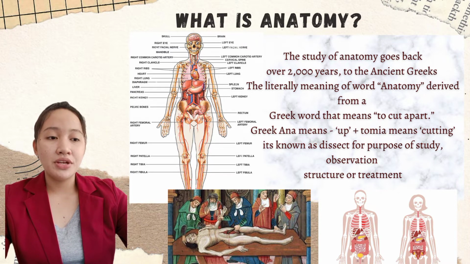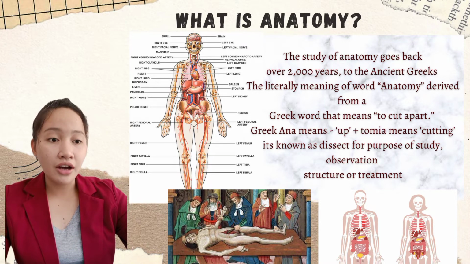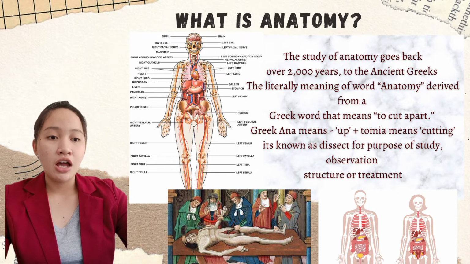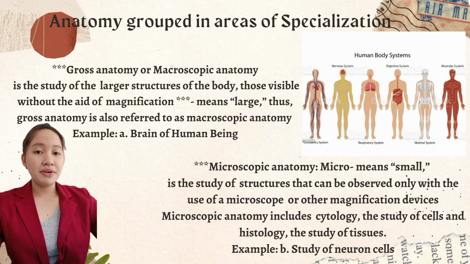When a body is dissected, its structures are cut apart in order to observe their physical attributes and their relationship to one another. Now, anatomy has two groups in areas of specialization. The first one is gross anatomy, the study of the larger structures of our body, those visible without the aid of magnification.